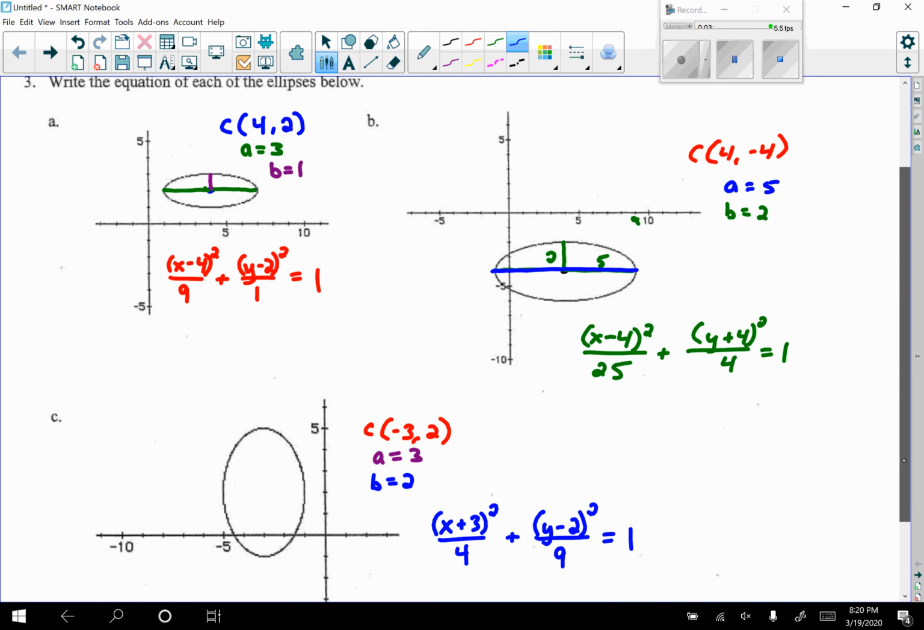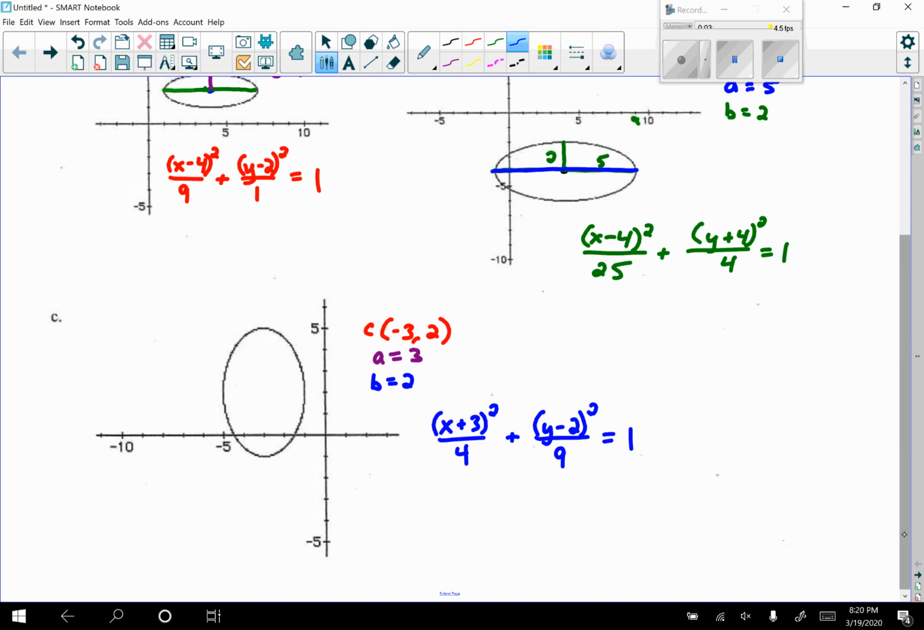I also have the equation written out for part c, so go ahead and double check that. Going over this, our center is at negative 3, up 2. My major axis now is vertical, so if I start at the center and move up, I'm counting up 3 units, so a is 3. I could also count down 3. b looks like it's going to be 2 units.